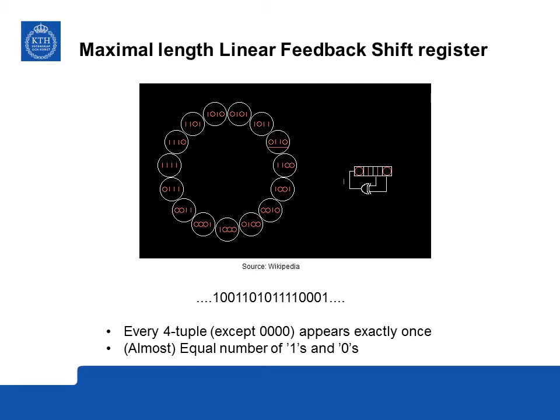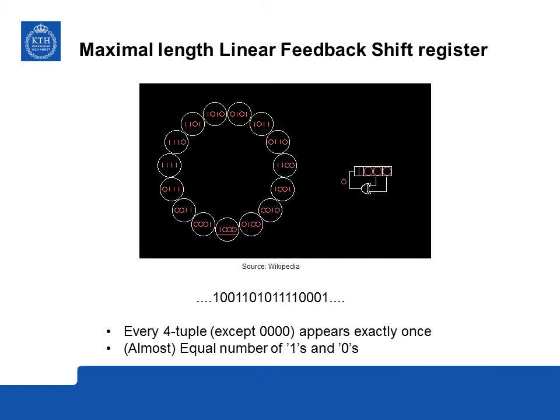For instance, every 4-tuple of binary numbers will appear in the output sequence, since the output sequence is simply the image of the register content that will be run through exactly once. This also means that the numbers of ones and zeros will be almost equal. There will be 8 ones and 7 zeros.